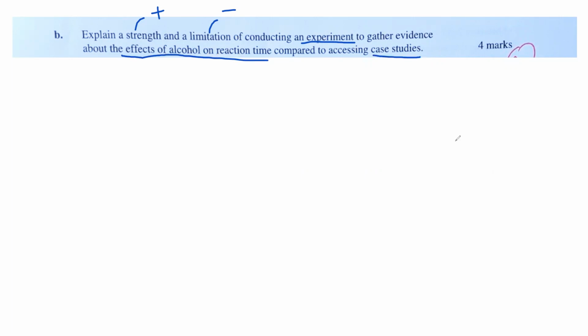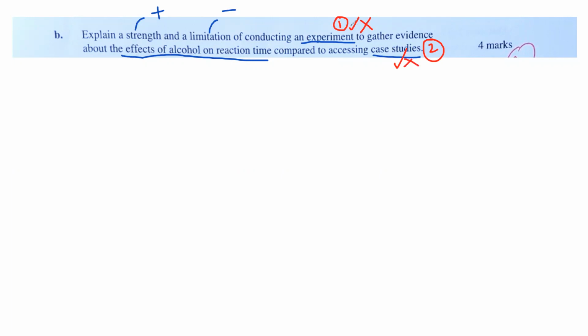So here we're looking at two types of ways in which we can collect data, basically comparing an experiment, number one, with a case study, number two. And basically, how can an experiment be better and how can it be worse in terms of gathering data, okay, about the effects of alcohol on reaction time compared to a case study. Okay, so you might want to talk about a plus point or a good thing about case studies for collecting data, as well as a negative.